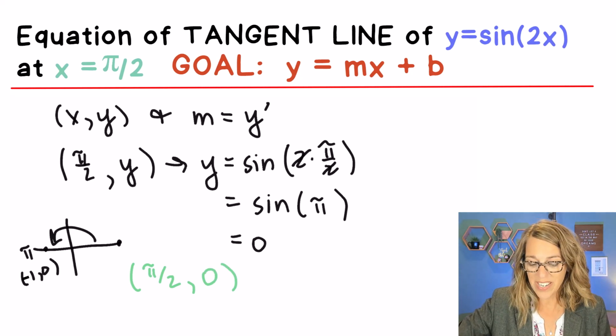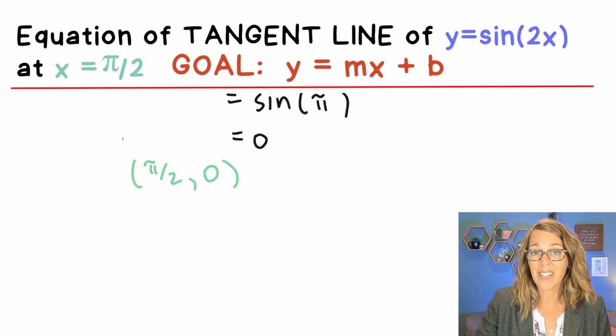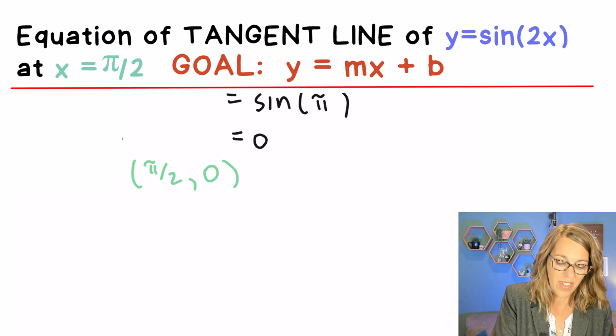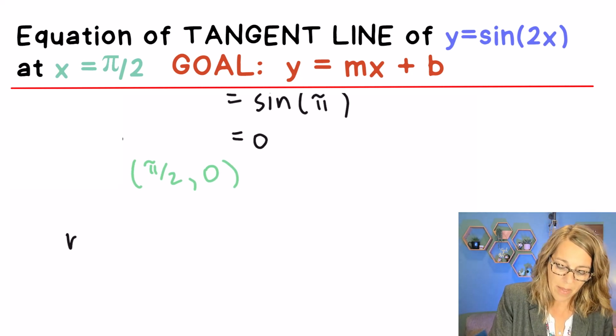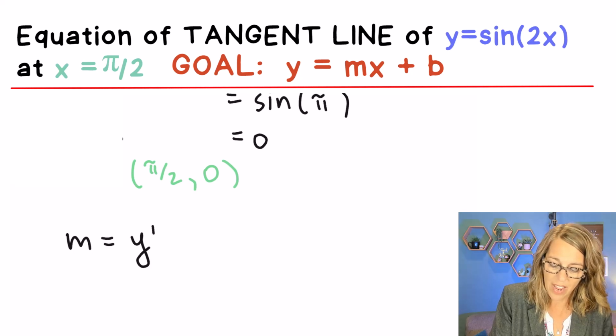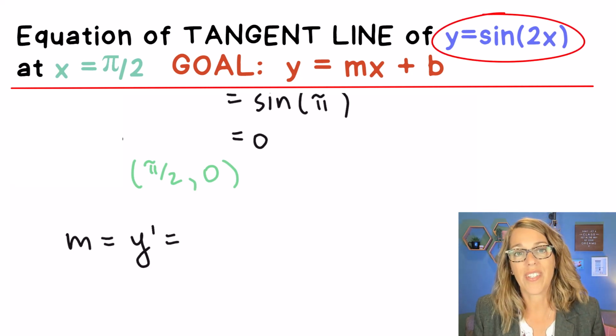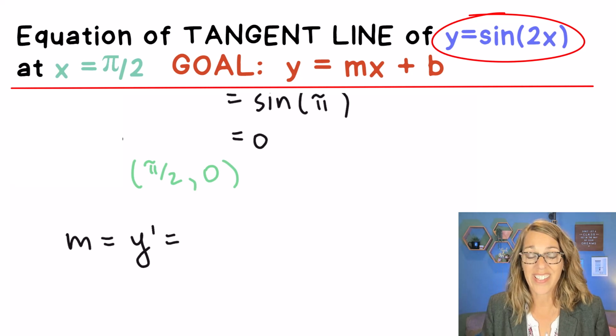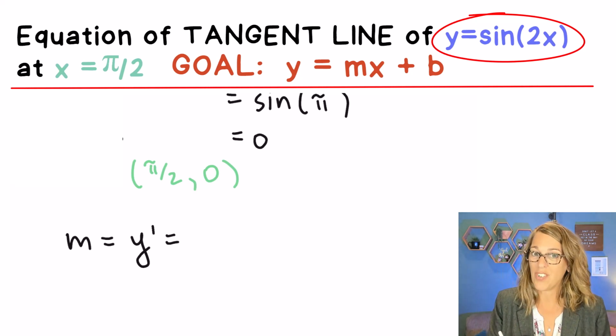The second thing that we need is the slope, and the slope is that derivative. So we know that the slope m is equal to y prime, and that's going to be the derivative of the sine of 2x. As I take the derivative, I'm going to use a chain rule.